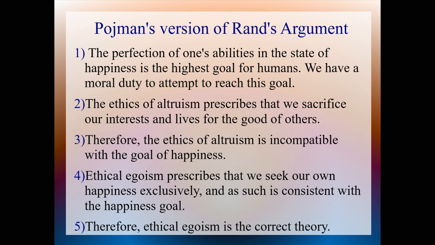Now, the structure is fine, and we then have to look at the truth value of the claims, and that's where we can have some discussions or some arguments about whether this perfection of one's abilities in the state of happiness is the highest goal for humans. That may or may not be true. But if each of these premises were true, then the argument would hold. Arguing about the truth value of these premises, and whether altruism actually prescribes that, can be done. But this is just a description of Rand's arguments.